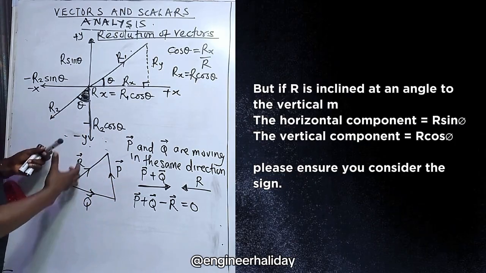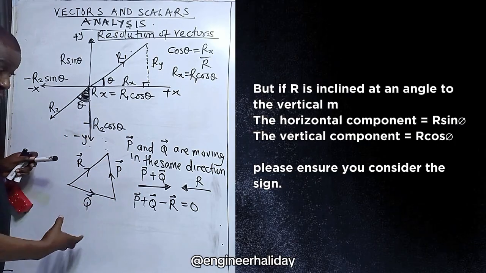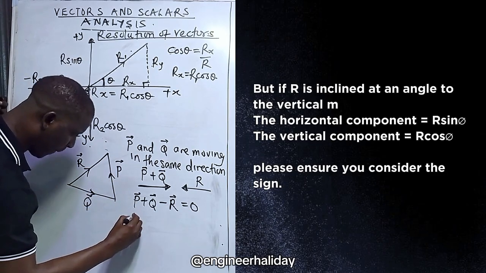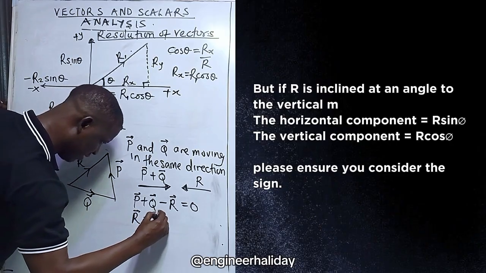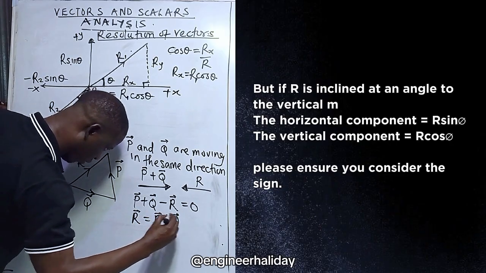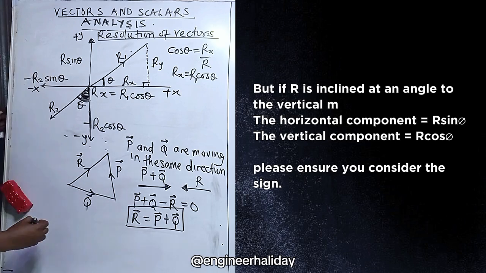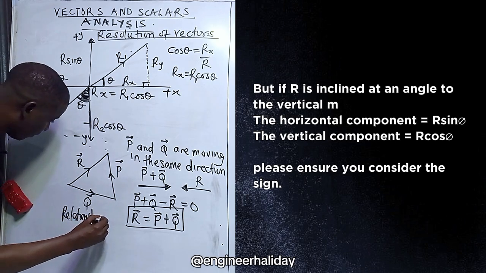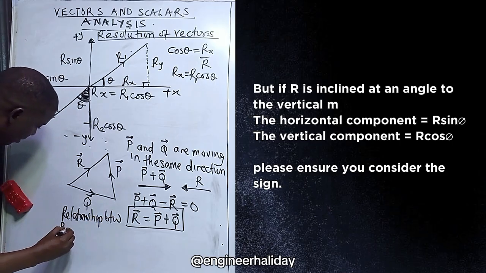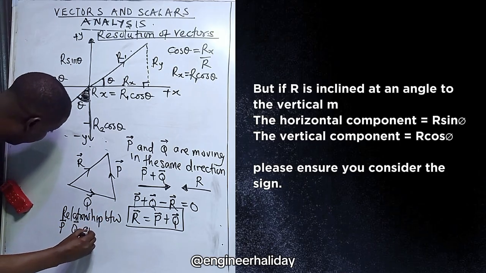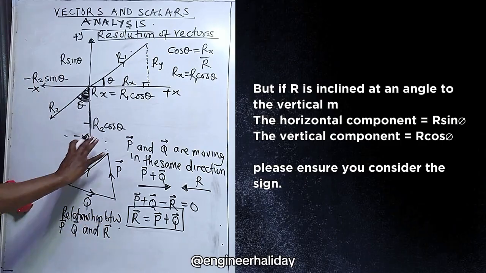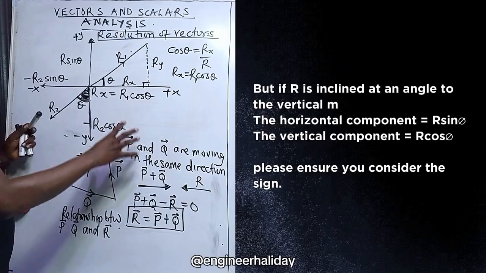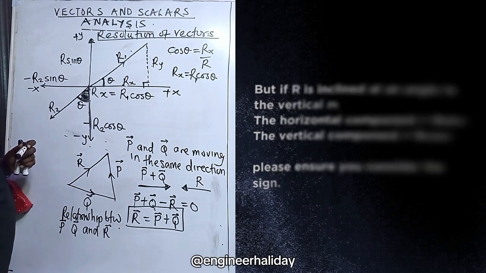The total sum of vectors, or the algebraic sum of vectors in a triangle, must be equal to 0. Therefore, vector R will be equal to P plus vector Q. So this is a relationship between P, Q, and vector R. So please take note of this basic thing that we have taught you, how to resolve and how to find vector summation in a triangle.